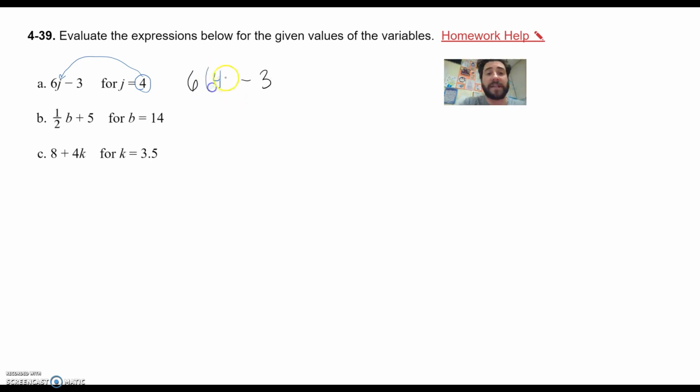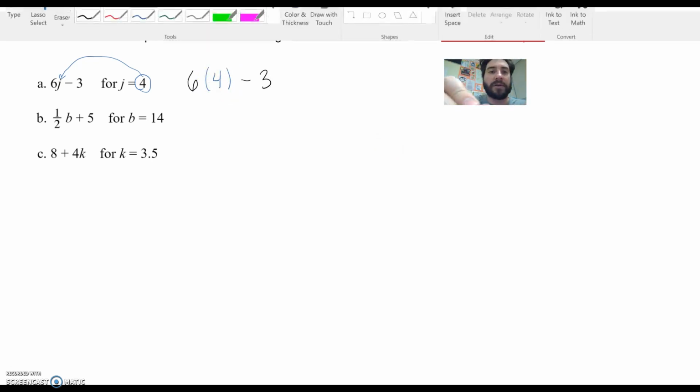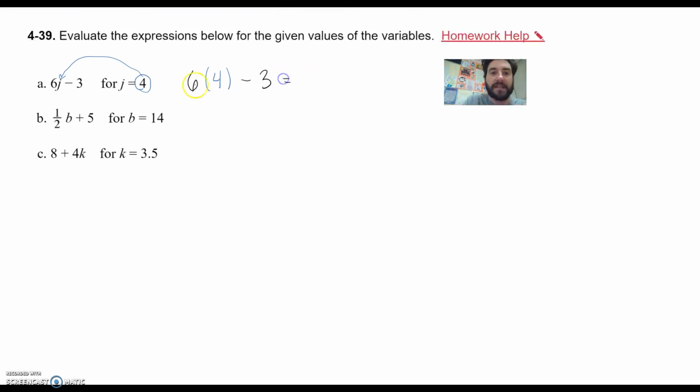So we have 6 times 4. We have 6 4s. And 6 4s is 24. And 24 minus 3 is 21. So that's our value of the algebraic expression when j is 4.